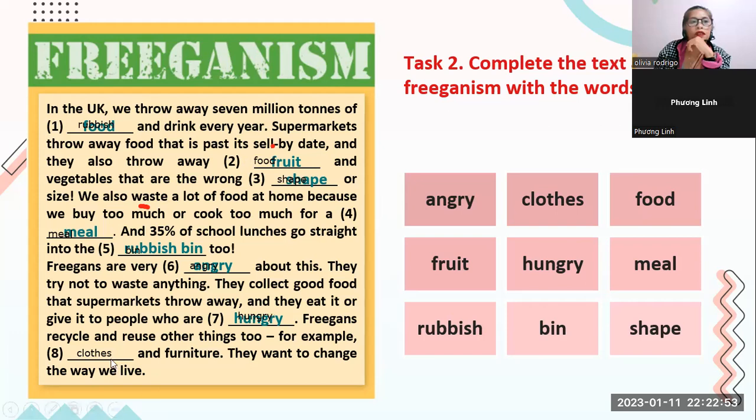Okay, for example, clothes and furniture. If they can see clothes being thrown everywhere, they will get it clean and they are going to use it again. They want to change the way we live. So that's freegans. They hate and get angry at people who keep on throwing things, even though those things can be useful. Okay, so that is the main idea about freeganism. You have to keep things.